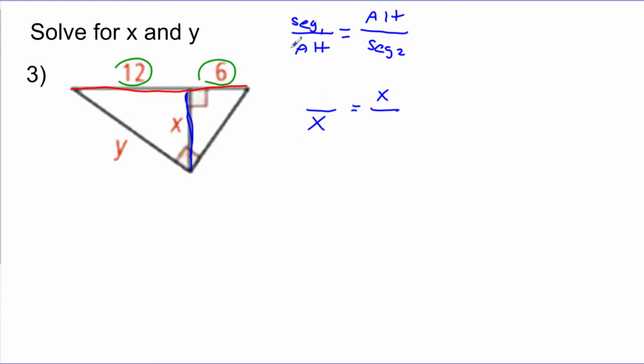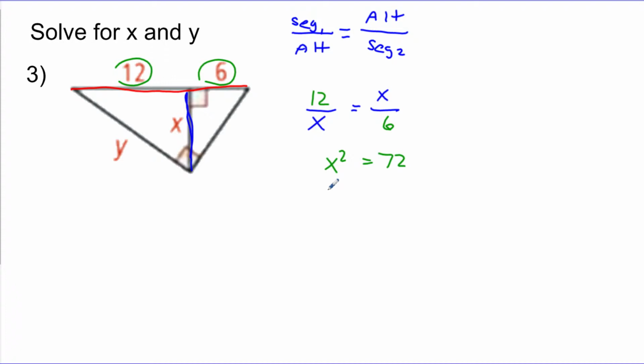The big hypotenuse got split into two segments, and so those values are going to go on the extreme spots. And now I just need to solve this. X times x is x squared, okay, and 12 times 6 is 72. Okay? And we always want to leave our answers, if we can, in simplest radical form.